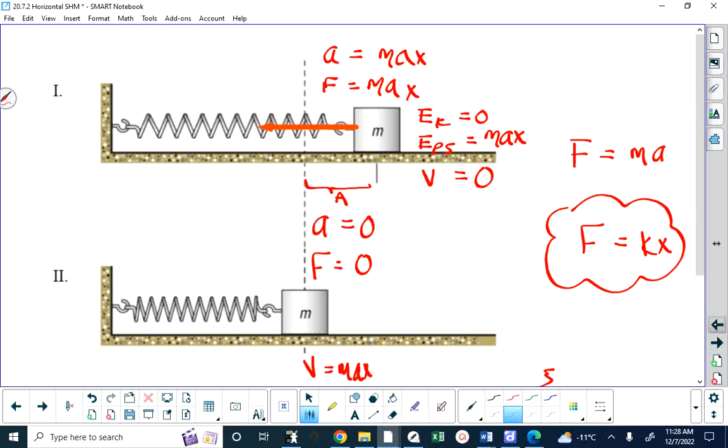At this point, the kinetic energy is a max, and the potential energy, that's spring potential energy, is zero. And I think you could fill in the blanks for the other ones.